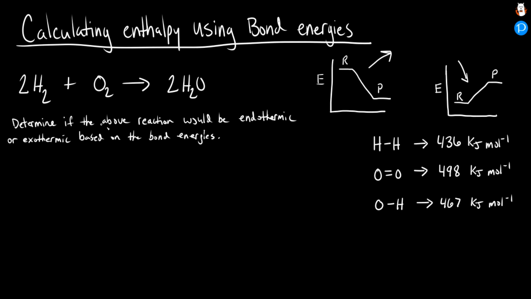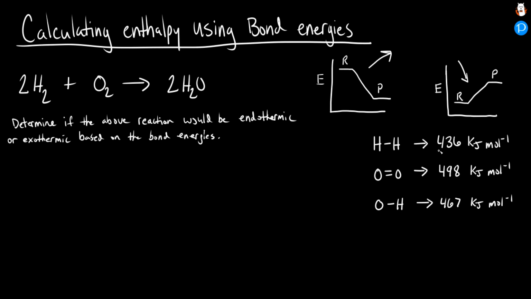So the way to solve this, they give you this reaction here. They want you to figure out, is this reaction going to be endo or exothermic based on these bond energies that they give us? Now, here's the thing about these bond energies. If you look at this H-H bond, it says 436 kilojoules per mole.